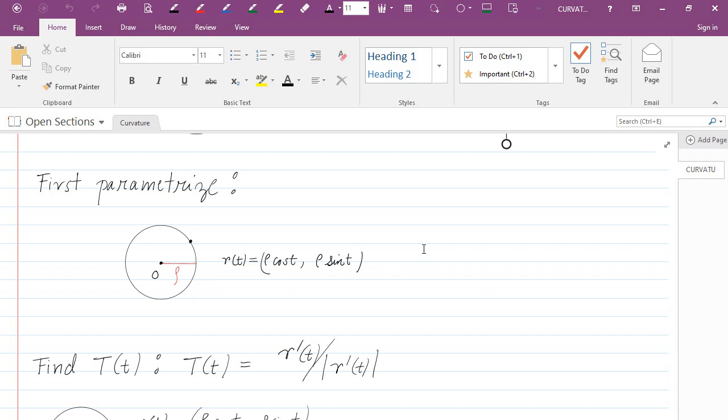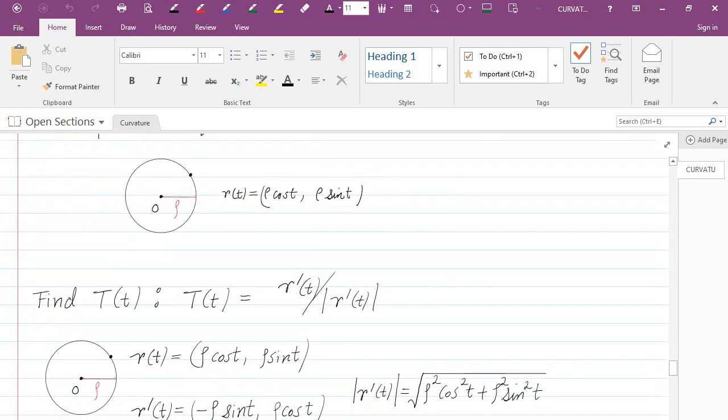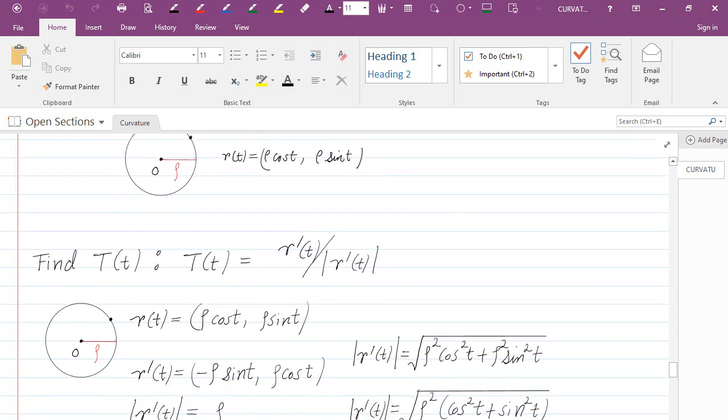curvature. To do so, I'm going to first compute the unit tangent vector capital T of t. So capital T of t, remember, is a unit vector in the direction of the velocity vector r prime of t. So it is r prime of t divided by the length of r prime of t. All right. So what is r prime of t?